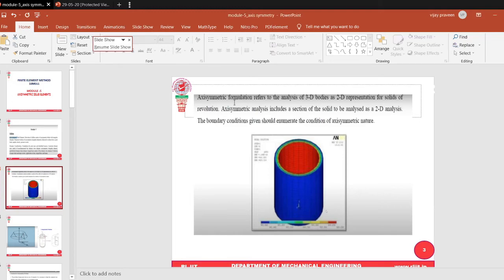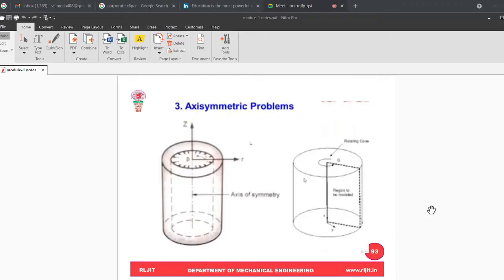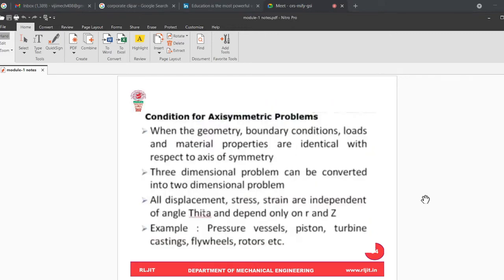That is what we discussed here. I will show that in the notes of the first module. Here, when the geometry, boundary condition, load, and material properties are identical with respect to the axis of symmetry, that is very, very important. Identical in the sense of symmetry. So this 3D problem can be converted into a 2D problem.